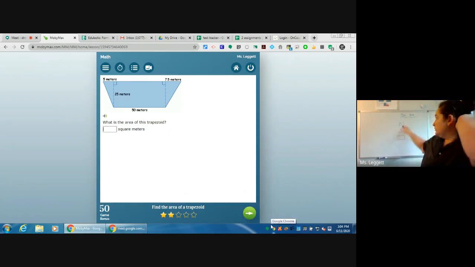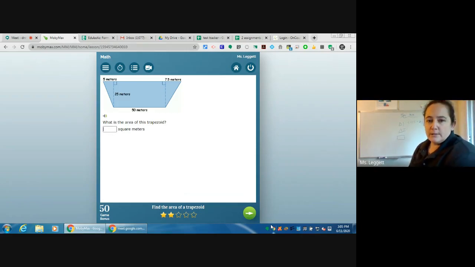Okay. First triangle: 5 times 25 divided by 2. Now remember where all this is coming from. Area of a triangle, area of a triangle, area of a rectangle, and then we add them all up. This could be called composite: a figure is made up of other figures. So this trapezoid is made of 2 triangles and a rectangle.